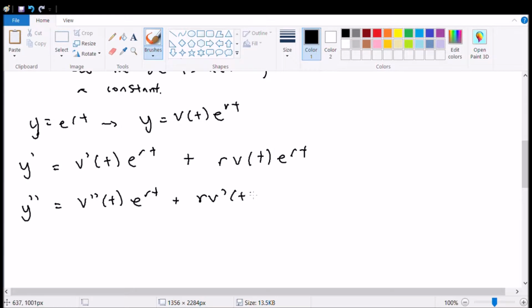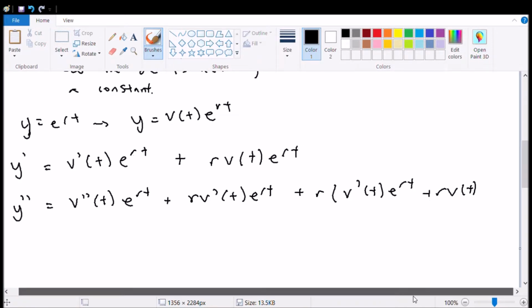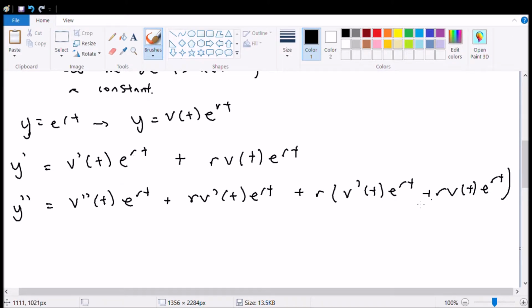And then take the derivative of this section. So the r is simply a constant, right? So I can just pull that out, and then we already have the derivative of this, which is this whole thing. Okay, and then I can simplify that.